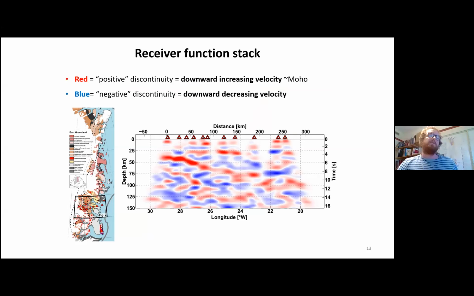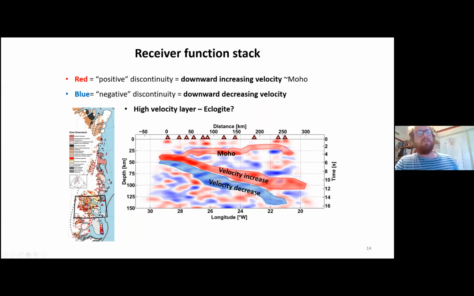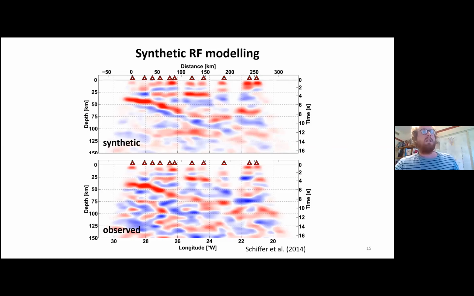So what we see here is a receiver function common conversion point image. I won't go into the details, but red colors mean that you have a downward increasing velocity. Blue means the downward decreasing velocity, and that forms a high velocity layer. And we interpreted this as eclogitized crust, lower crust, or oceanic crust perhaps also, subducted in some subduction event. And we modeled this using several methods, and this is how the synthetics look up here, and the observed receiver functions, and we think it's quite a good match.